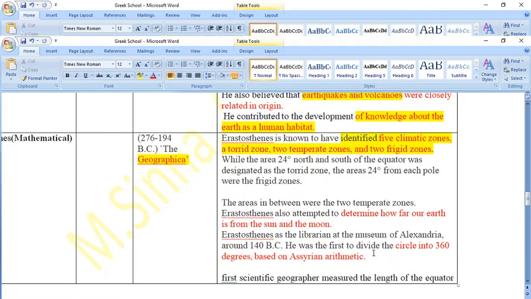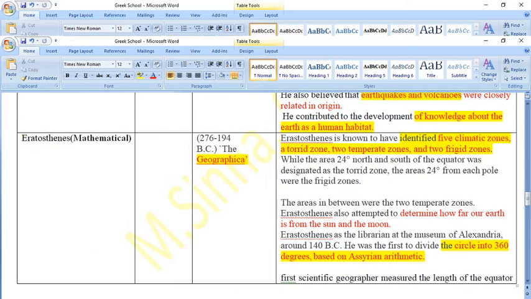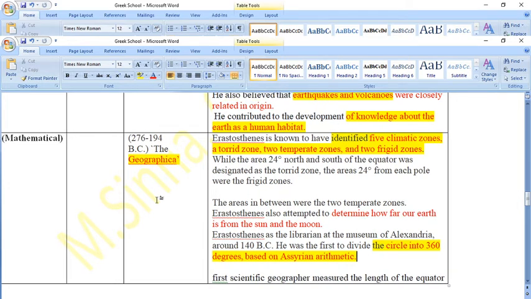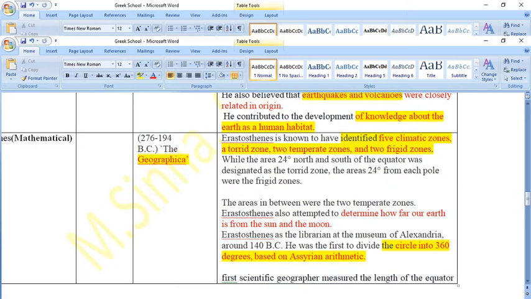Another important thing about him is that he was the first person who divided the circle into 360 degrees. This is a very important mathematical achievement. He divided the earth into 360 degrees. He was the first person who tried to measure the length of the circumference of the earth.